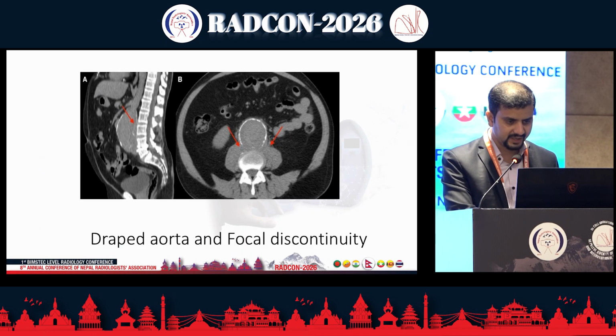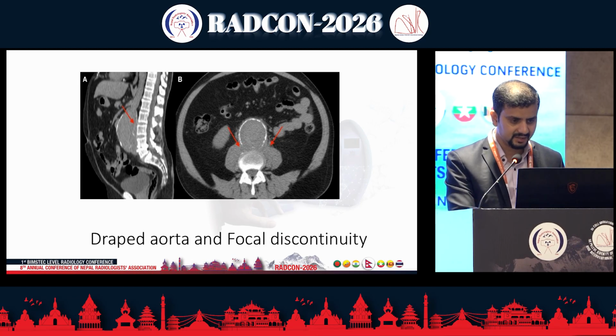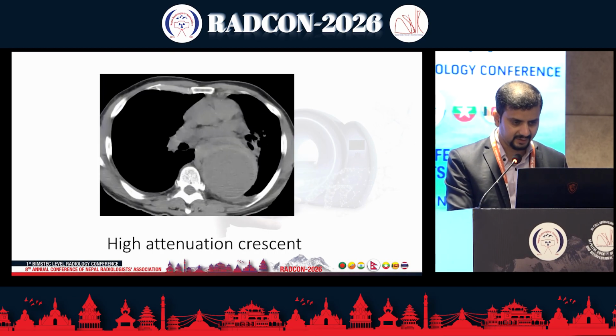So what are these? We can see in this case the aneurysm of the abdominal aorta, and we can see there is a break in the intimal calcification. Also there is periaortic soft tissue which is draping into the vertebral body, giving the draped aorta sign. So it is the sign of the impending rupture.